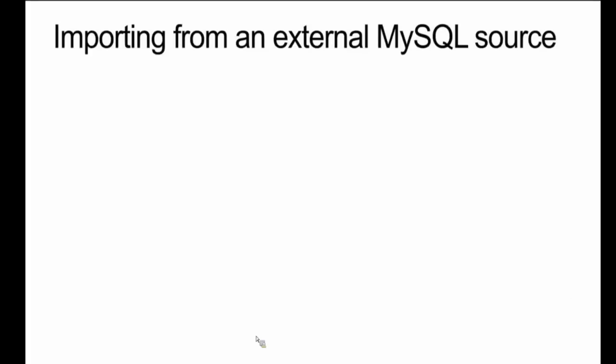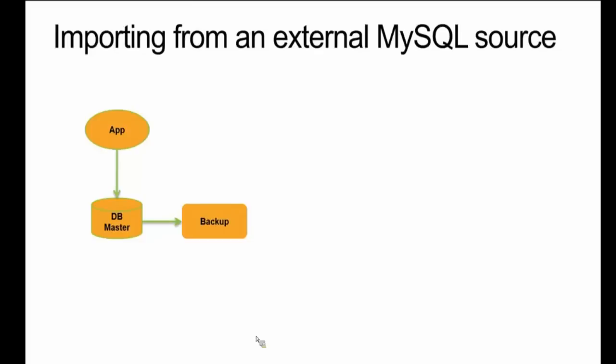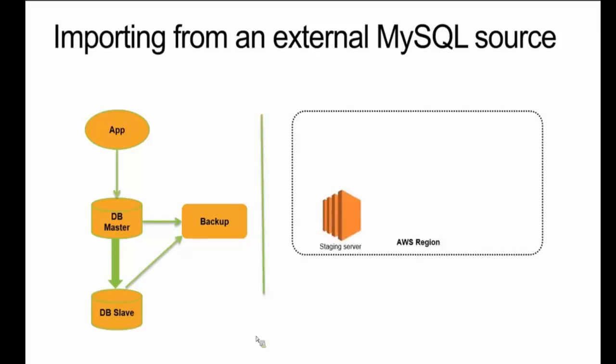If you've got a database that's running MySQL outside of RDS, you've probably got an application sitting on top of that, and there's a master database underneath it that it's talking to. You've got your backups that are being taken and stored, hopefully offsite somewhere. And if you've got a slave, you're probably taking your backups from the slave to avoid impacting the performance of your master. Then if you want to start moving this into RDS, we start with creating a staging server. This is an EC2 instance in the same region where your on-premise is going to be.